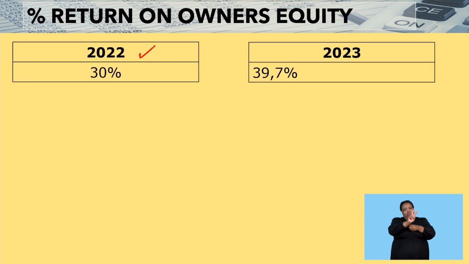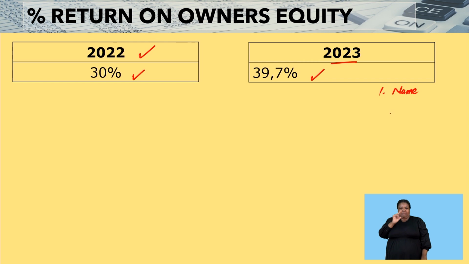In 2022, the percentage return on owner's equity was 30%. In 2023, the percentage return is now 39.7%. We then need to comment because we have calculated. We can compare now. You can see 2022 and 2023. Now we need to comment. When we comment, we focus on three things. Number one, the name of the financial indicator that we're commenting on. Very important. Number two, we need the trend on the financial indicator.